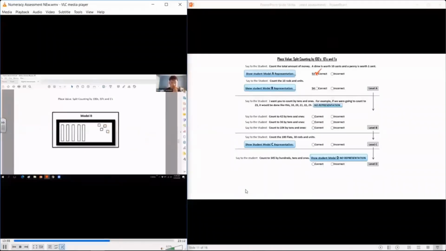Count the 10 rods and units for me. Count the 10 rods and the units and tell me how many are there. All right, now I want you to count by tens and ones. For example, if we're going to count to 23, it would be done like this: 10, 20, 21, 22, 23. So it's now seeing if they can do skip counting or split counting without a representation, if they're able to hold the count. Can you count to 42 by tens and ones?